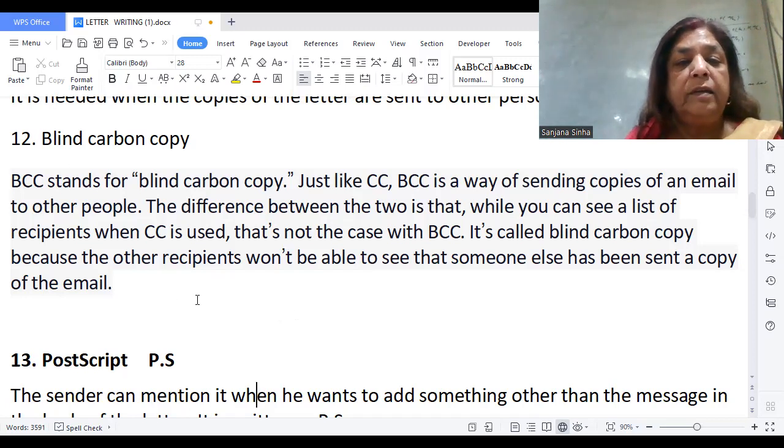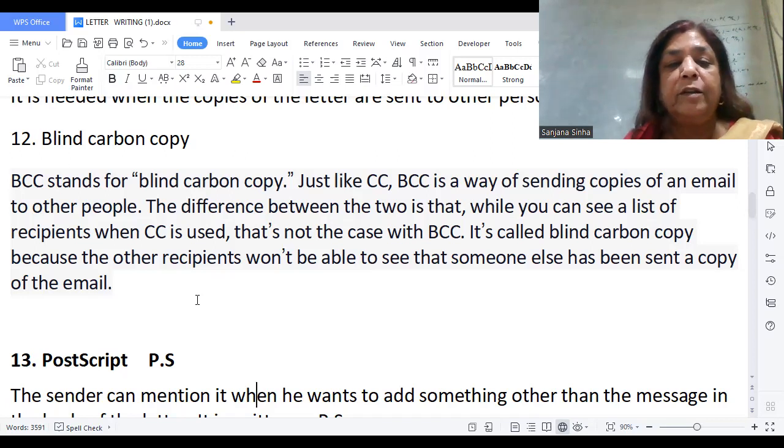So the difference between the two is that while you can see a list of recipients when CC is used, that's not the case with BCC. It is called blind carbon copy because the other recipients won't be able to see that someone else has been sent a copy of the mail.